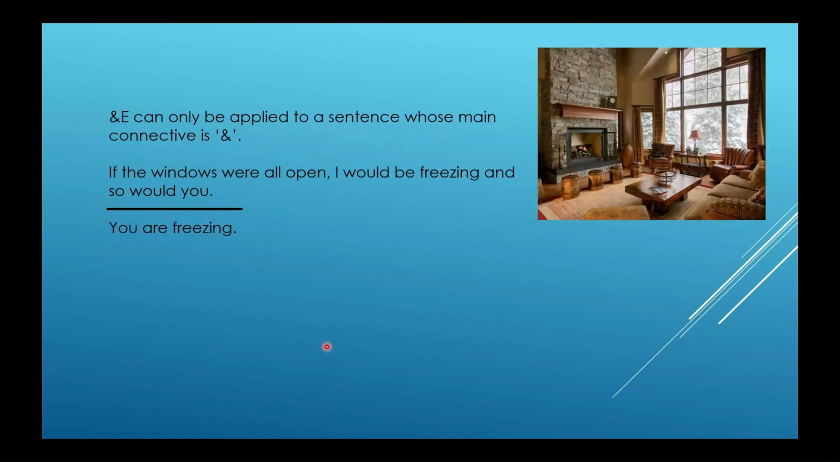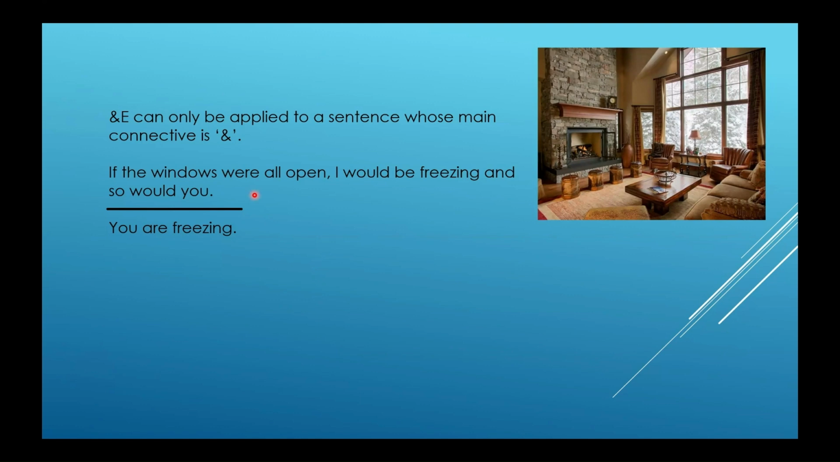Now here, it's really important to remember that you can only apply this rule, conjunction elimination, to a sentence where the main connective is 'and'. So you have to pay very close attention to the main connectives of sentences to make sure that it is actually a conjunction that you're looking at. So take this, for example: if the windows were all open, I would be freezing and so are you. Therefore, you are freezing.